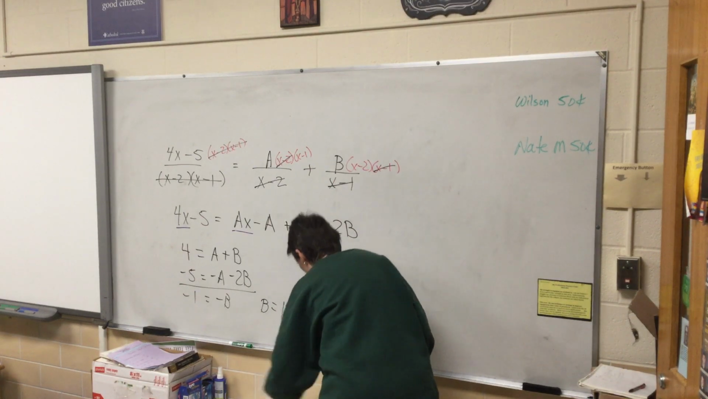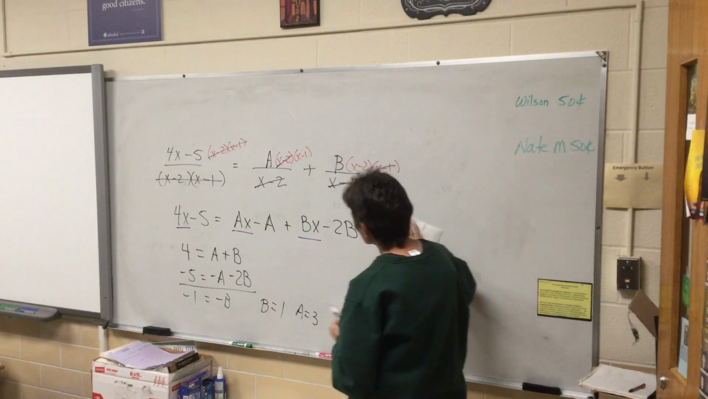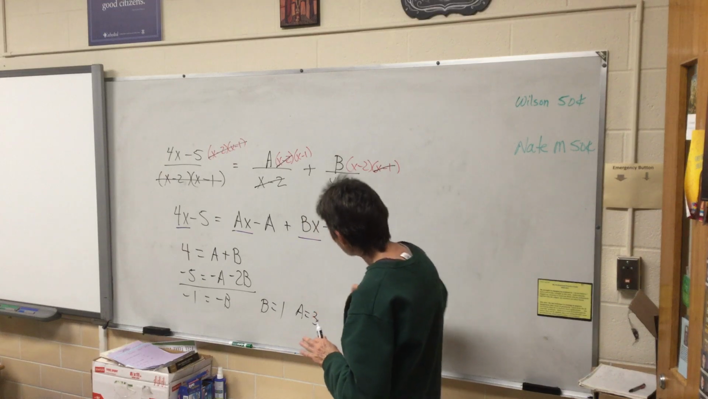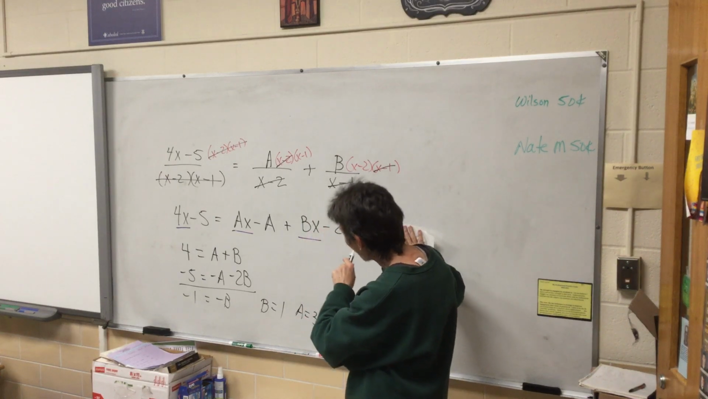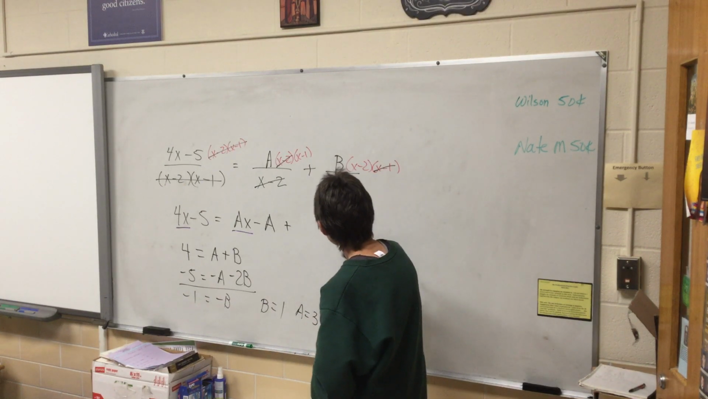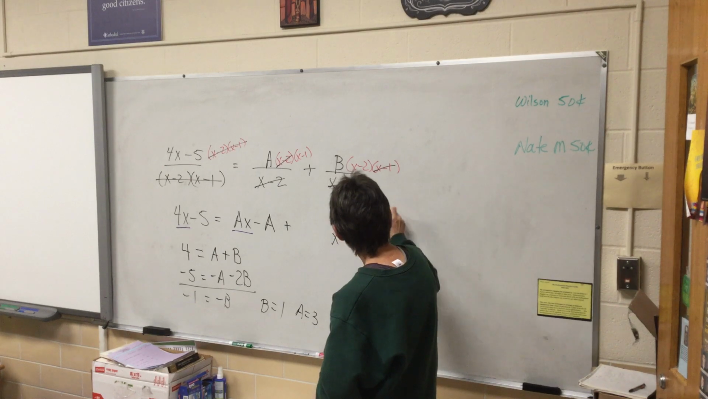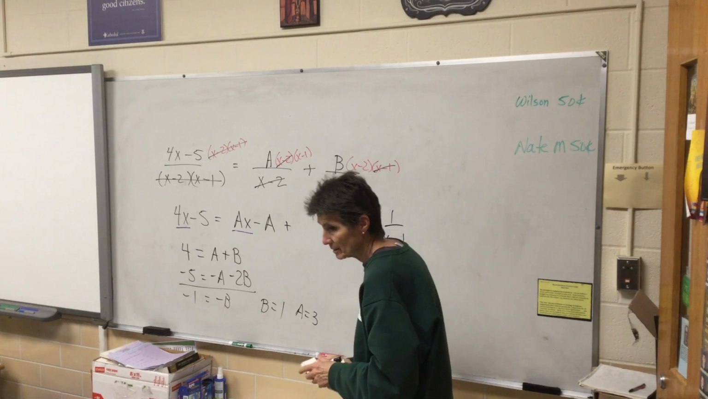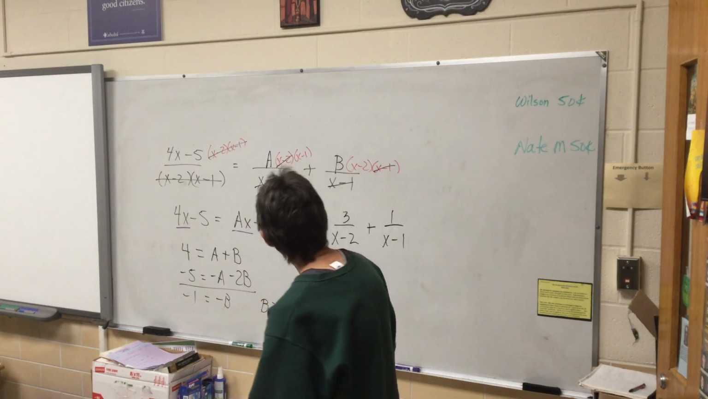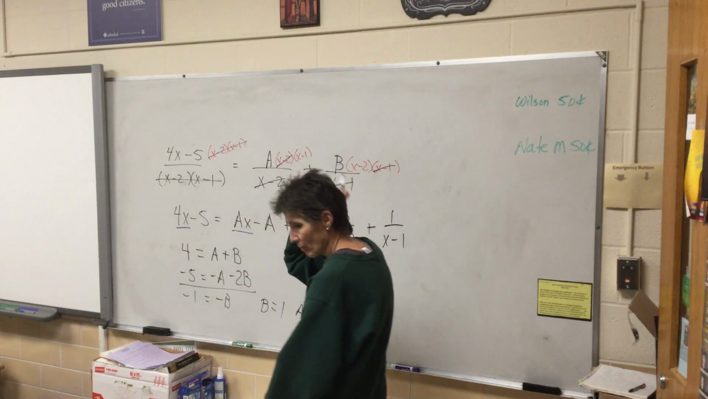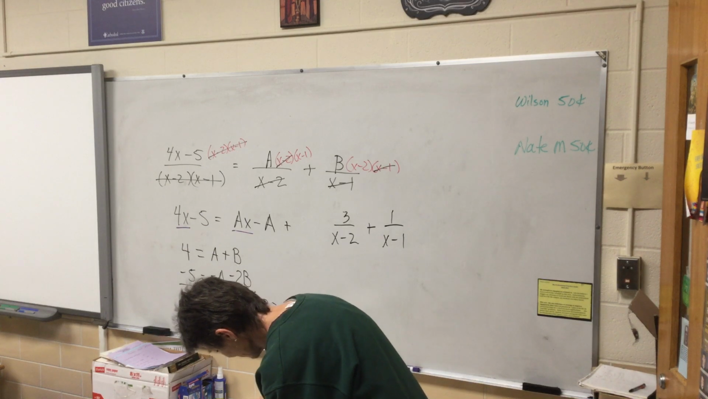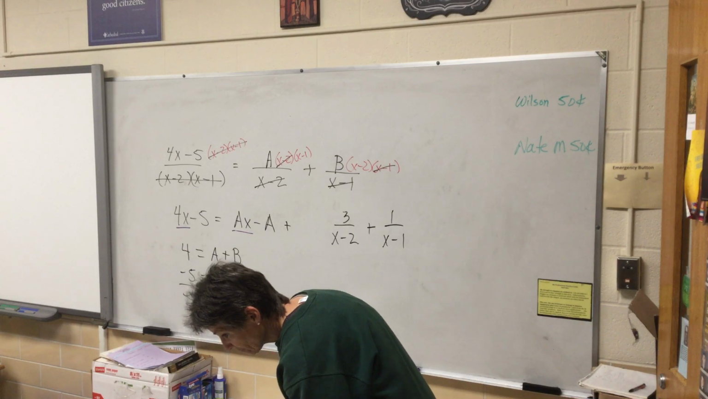And then a point I'm not sure I stressed enough when we did this was, what is our answer? This is not our answer. Our answer is the two fractions that add up to that. So our answer is going to be 3 over x minus 2 plus 1 over x minus 1. Those are your two little fractions that add up to give you the original big fraction. All right, I don't know who asked for that, but does that take care of it for you? Yes. All righty.